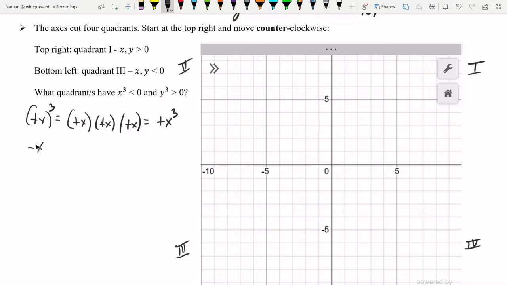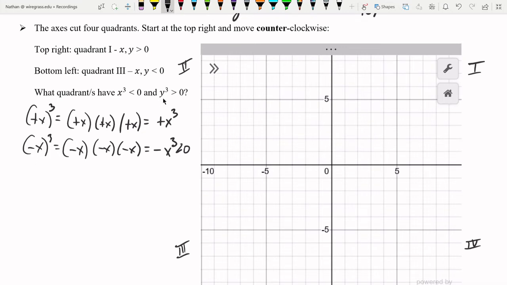Well, let's just double check to see if negative x cubed gives what we want. So we get negative x times negative x times negative x. This is going to be a negative x cubed. And so if you plug in a negative number, you'll get a negative number out. And that is less than 0. So we're looking at negative x values, and that's going to be in quadrant 2 and quadrant 3. Those have these negative x values here.